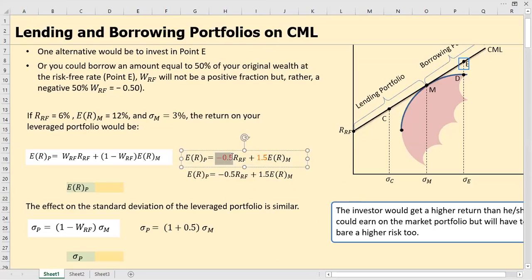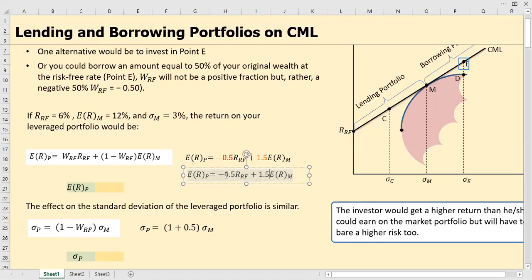The summation of these two weights should always be equal to 1, right? If you have a negative value here, then you should have a value more than 1 here, because the summation of these two should always be equal to 1. So negative 0.5 plus 1.5 is equal to 1, right? So all I have to do now is substitute the values here.